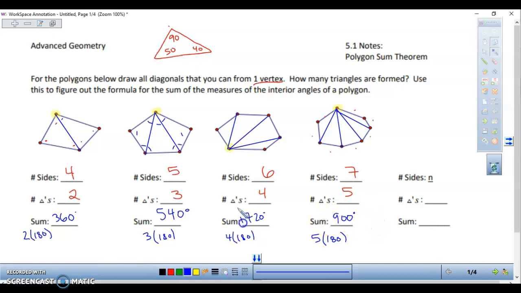So the idea is that you could memorize this. Triangle, 180 degrees. Hopefully you already have that memorized. Quadrilateral, 360. Pentagon, 540. Hexagon, they're going to add to, I don't know what this is.